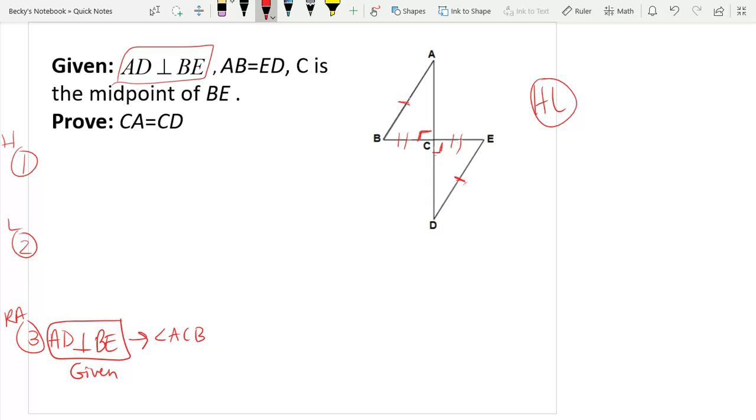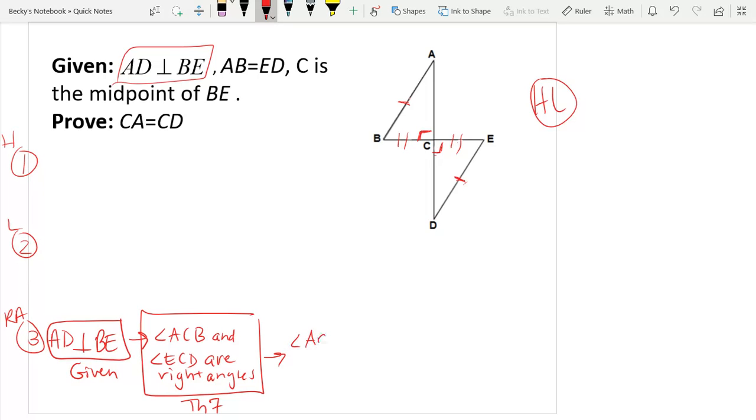ACB and ECD are right angles. Just find it. What theorem is it? Theorem 7. Now, nothing's equal yet, so I have to keep going. So, if it's a right angle, all right angles are equal. Now, we have to talk about this. Now, this is what we put: corollary to definition of right angles.